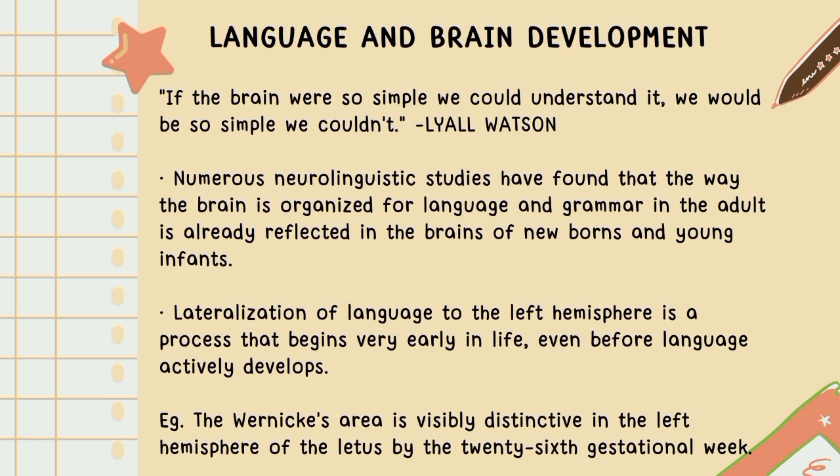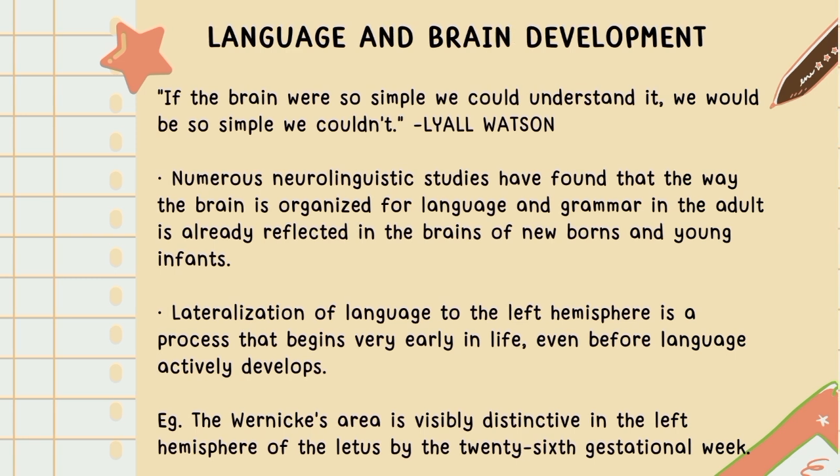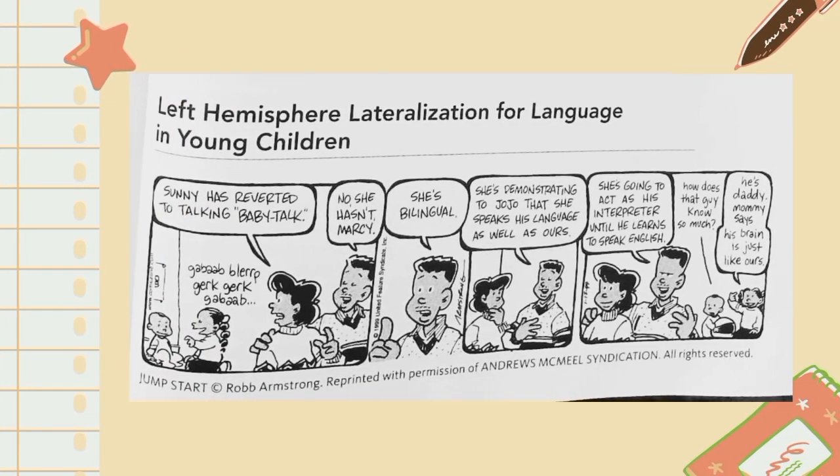Babies also show early signs of having the brain structures needed for the complex rules of language that adults use. As you can see, this comic strip illustrates the concept of left hemisphere lateralization for language in young children. In panel 1, a child has reverted to baby talk, suggesting that language development isn't always linear.